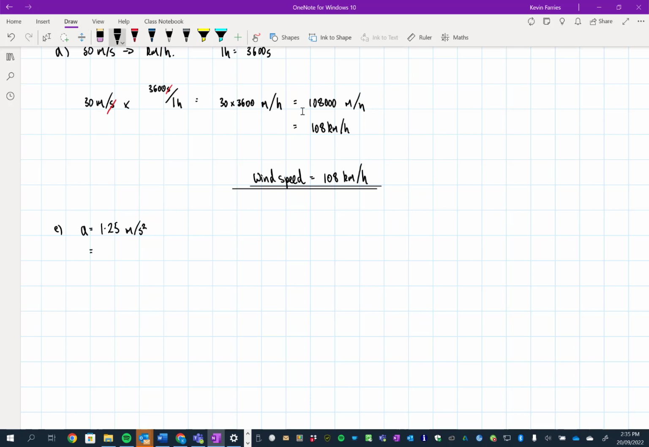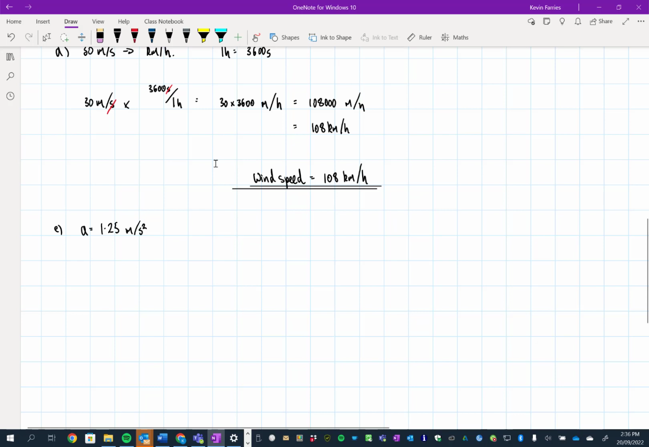What does that mean? It means it's increasing its velocity by 1.25 meters per second every second. So after 1 second, if it starts at rest, it'll be going at 1.25 meters per second. After 2 seconds, it'll be going at 2.5 meters per second. After 3 seconds, it'll be 3.75 meters per second. So every second, this is how much the velocity is increasing. That's why you get this square down here. It's meters per second, per second, so it's meters per second squared.